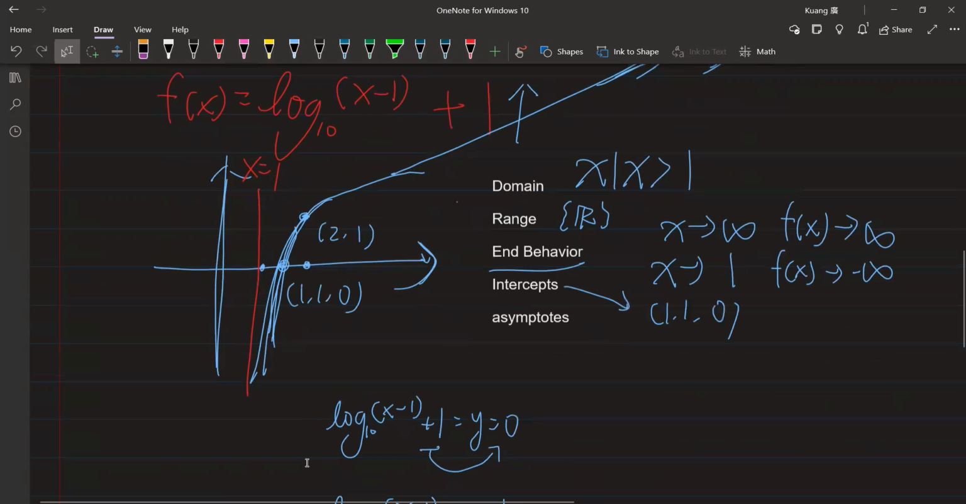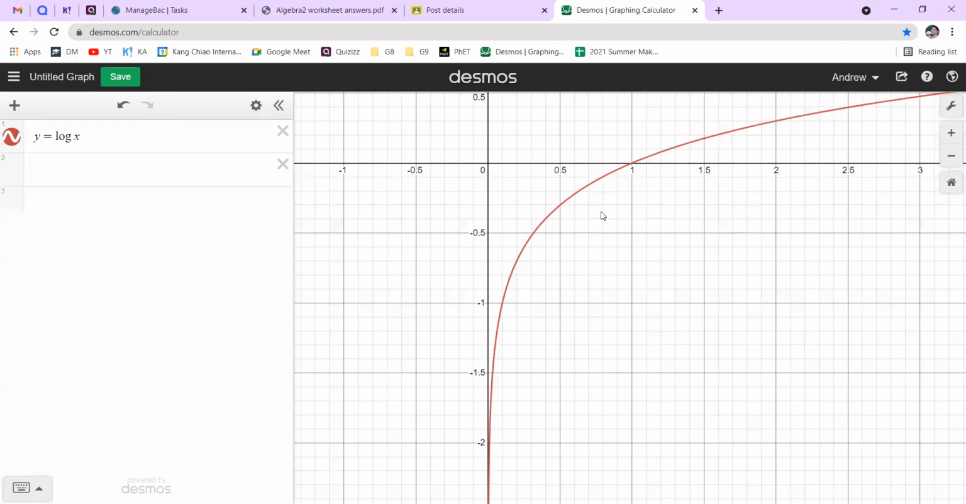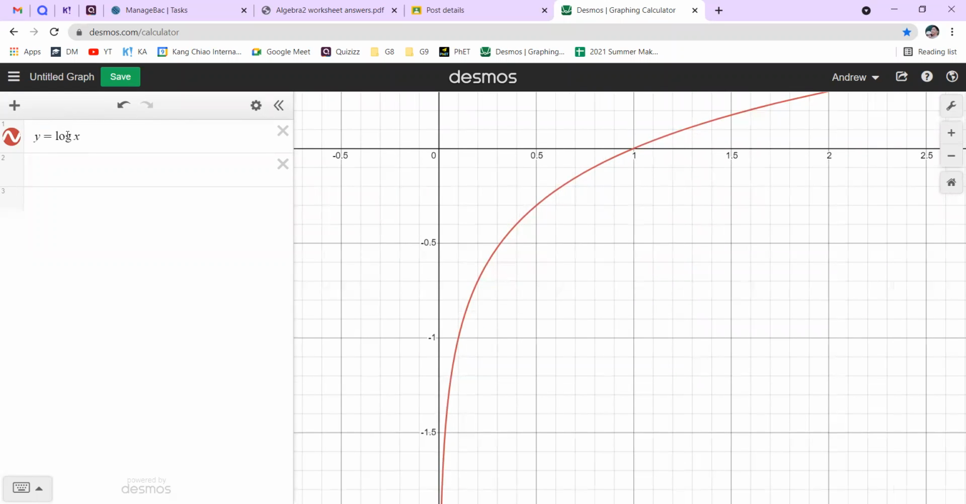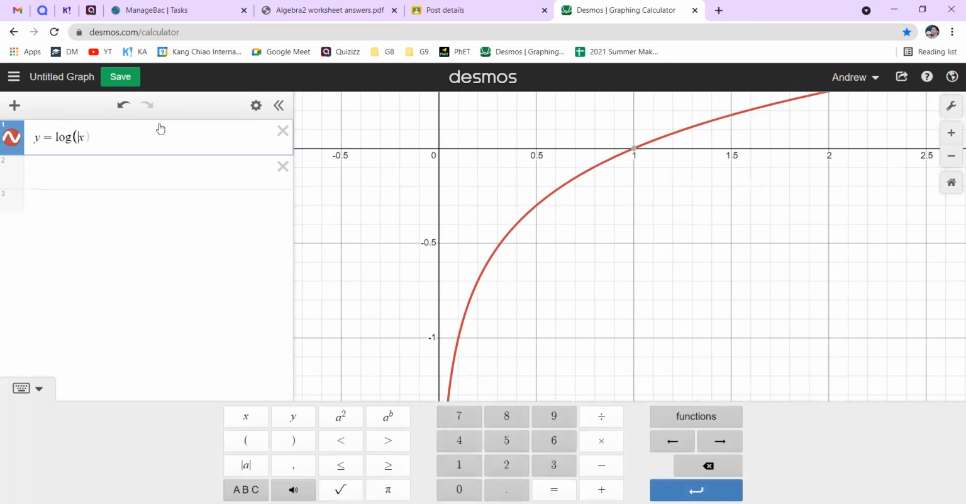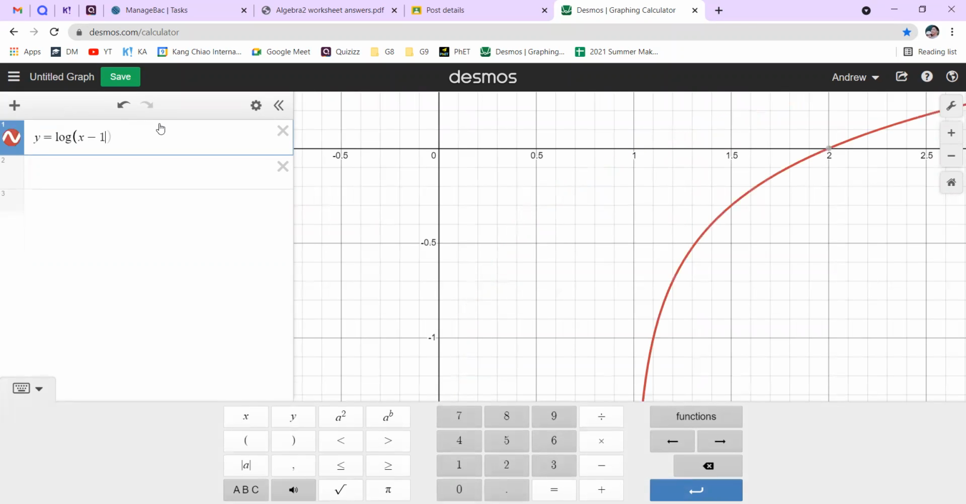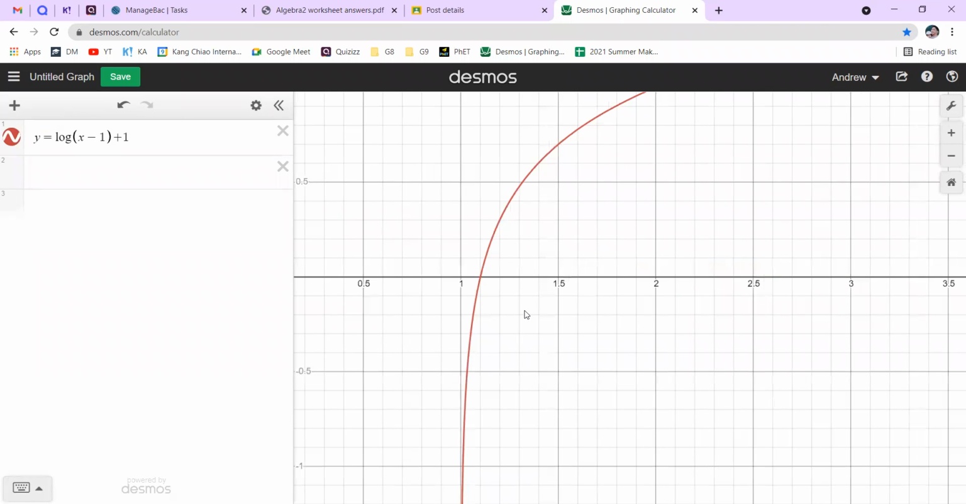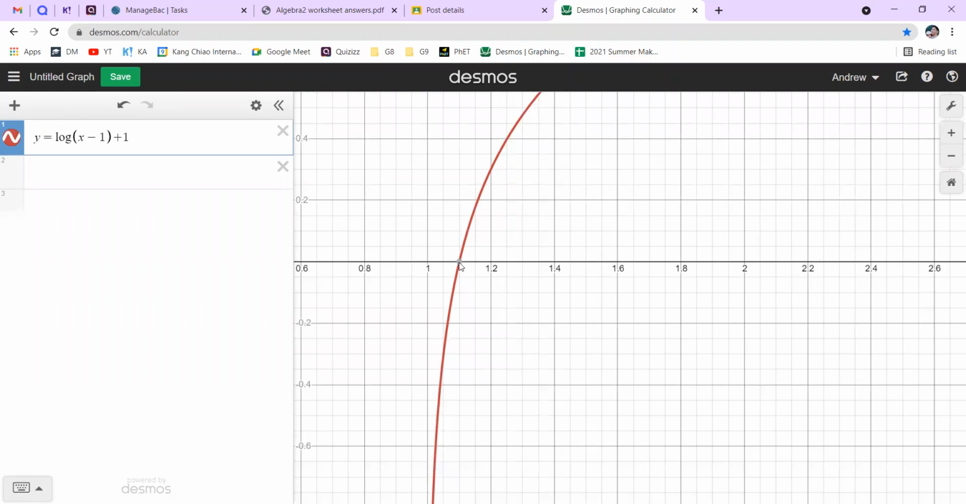Are you sure? If you're not sure, go to Desmos. All right, so what is my function? It is log of (x minus 1), and then plus 1. And you see the x-intercept is (1.1, 0). All right. Lastly, what is the asymptote?